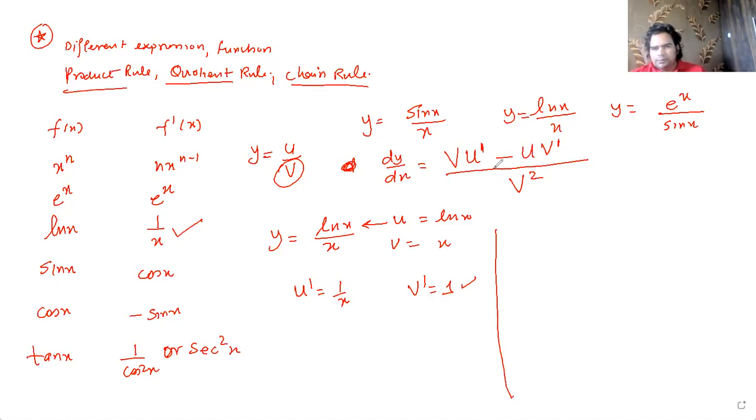Now plug in this formula. So dy by dx according to this formula will become v squared, which is my denominator, so x squared, v as it is, so x as it is, times derivative of the numerator, which is ln x, which is 1 upon x, minus u as it is, which is ln x as it is, times derivative of v, which is 1. So if you cancel this out, we get 1 minus ln x over x squared.